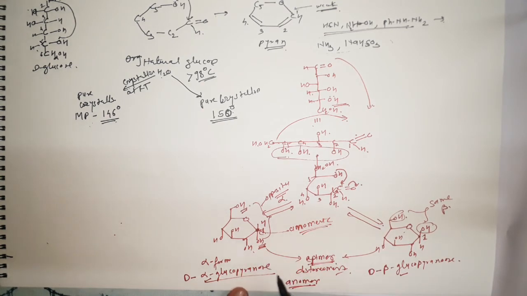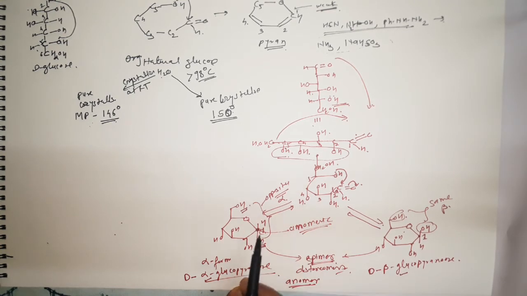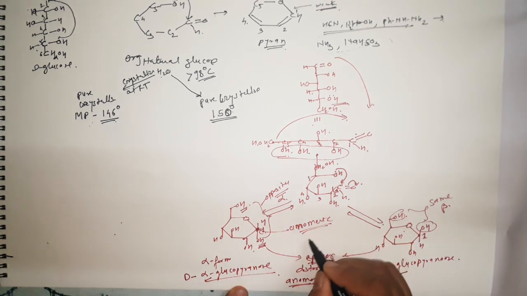So in the ring structure of glucose, the carbon atom which is hanging between these two oxygen atoms, here is an oxygen atom and here is an oxygen, this is the middle carbon. So this carbon atom is called the anomeric carbon.